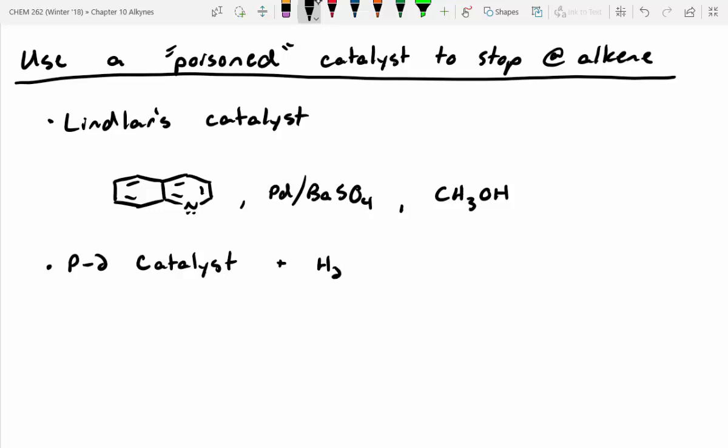And you use hydrogen gas in this one. And really this is a nickel-boron complex, so it's 2 nickels for every 1 boron. But typically, just like with Lindlar's, people will just write H2 plus P2 catalyst to indicate that these are poison catalysts. So let's take a look at some of these examples.